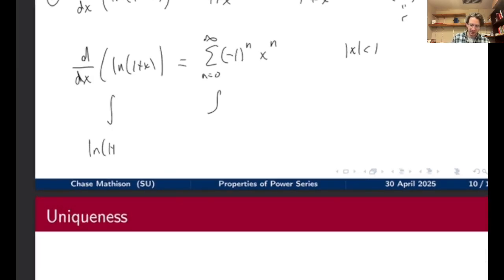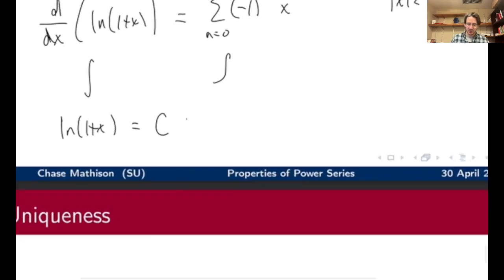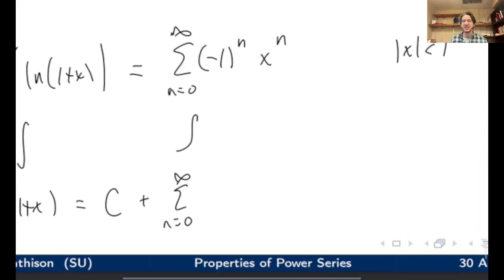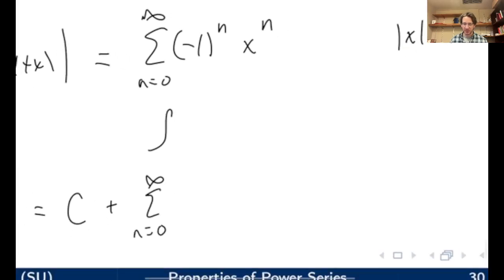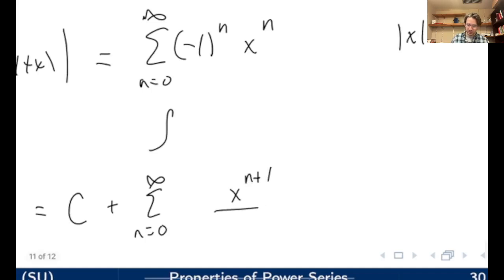natural log of 1 plus x on the left. On the right, I get some constant, which we'll be able to figure out in a second, plus the sum n equals 0 to infinity of, all I'm doing is integrating using the power rule term by term. Okay, so the integral with respect to x, I'm going to get x to the n plus 1 over n plus 1. And that minus 1 to the n just comes along for the ride.